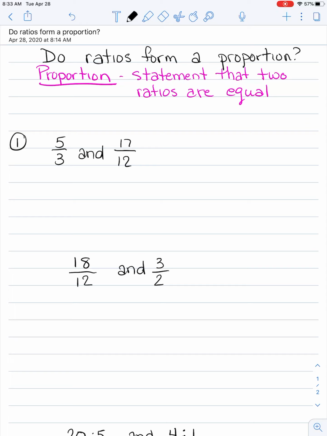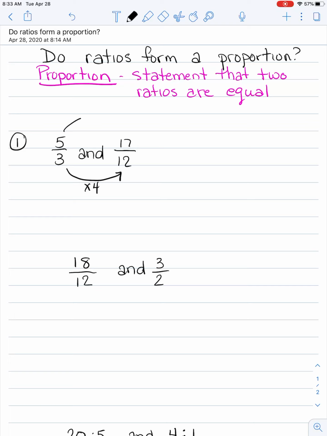And when I test to see if these form a proportion, I'm going to look at the numerators to see if there's a relationship that jumps out at me. And if not, I'm going to look at the denominators. Well, I don't see an obvious relationship between the two numerators, 5 and 17. But I do know that 3 is a factor of 12. So in order to get from 3 to 12, I have to multiply by 4.